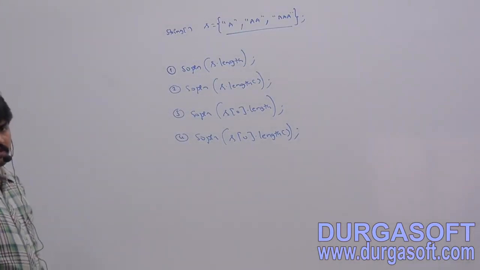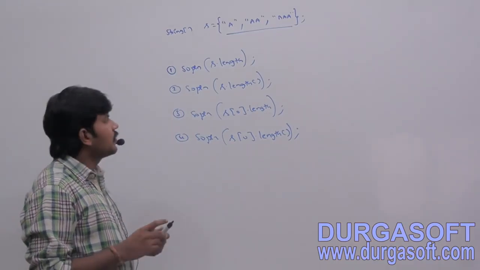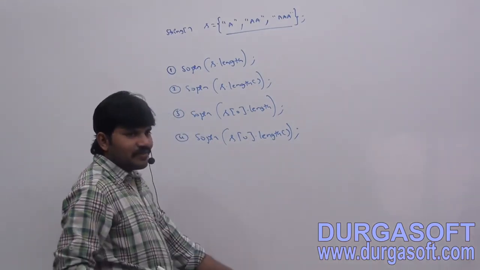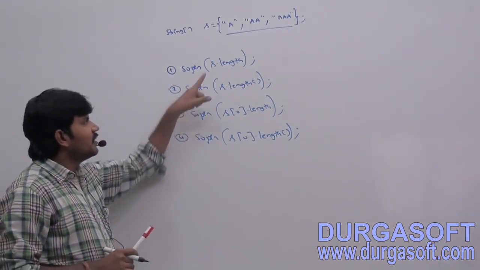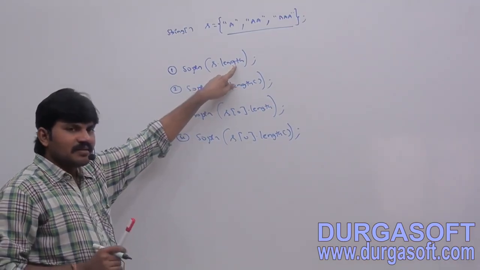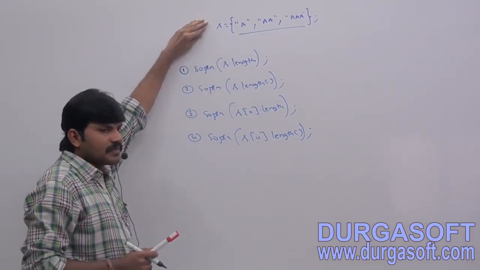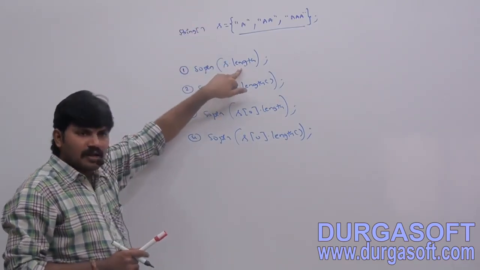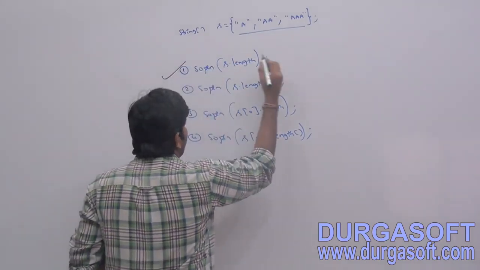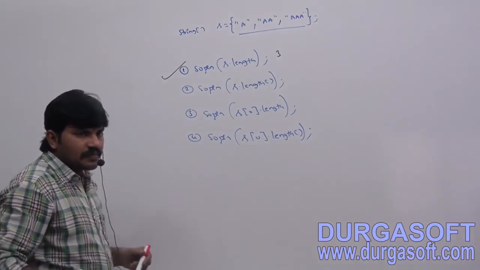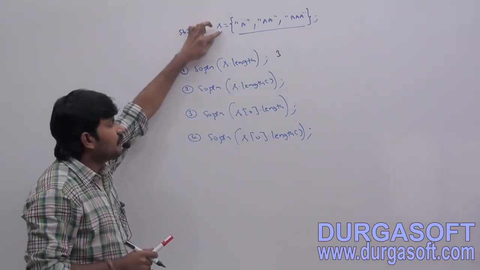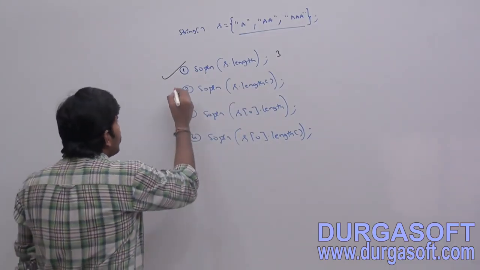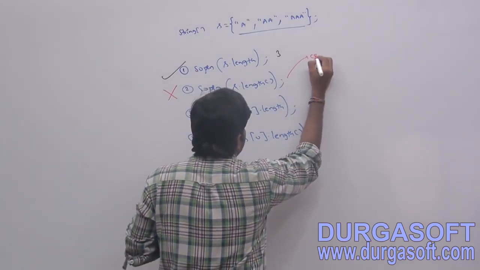Among these, which are valid, which are invalid, and what is the output we are going to get? Observe this one. s dot length, valid or not? Valid. s is a string array. For an array, is the length variable applicable? Yes. Then the answer is 3, because 3 elements are there. s is an array. For an array, is the length method applicable? Not applicable. Immediately we get a compile time error.